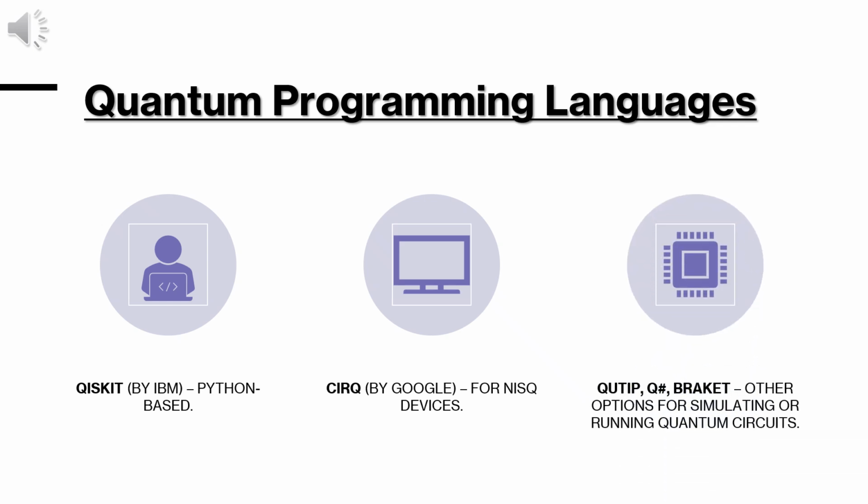You don't need a quantum lab to get started. You can write and test quantum programs using cloud platforms. Qiskit by IBM is very popular and works with Python. Cirq is made by Google, and Braket is Amazon's platform. You can use these tools to write code, build quantum circuits, and even run them on real quantum computers available online.